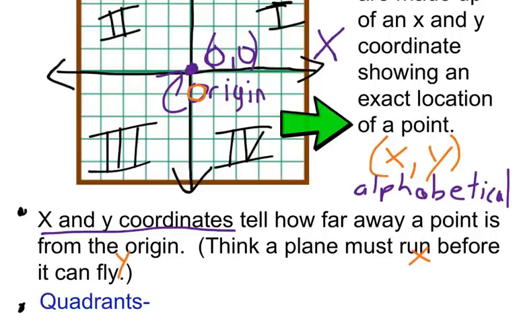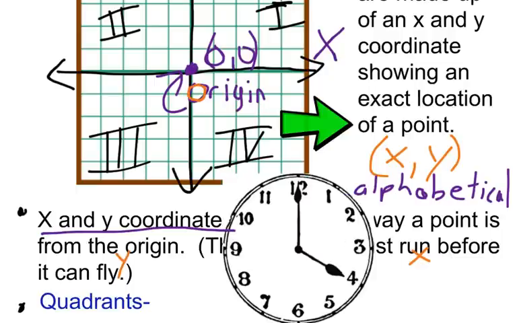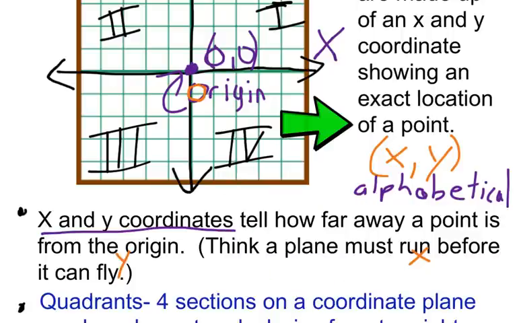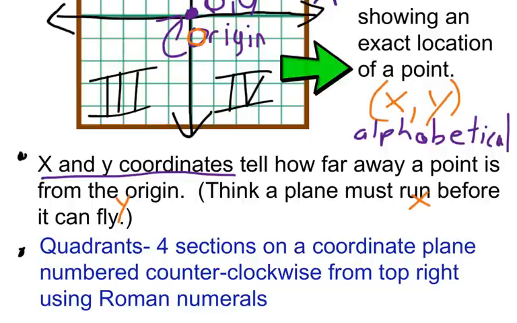And quadrants have 4 sections, as we just saw, and they're numbered counterclockwise. In other words, a clock goes this direction, so counterclockwise would be the other direction. So quadrants are 4 sections on a coordinate plane numbered counterclockwise from the top right, and we use Roman numerals.